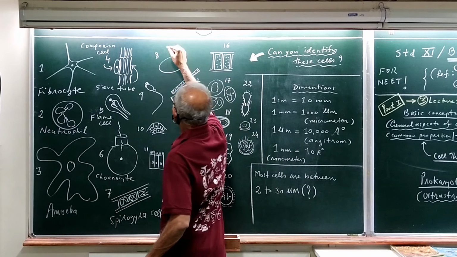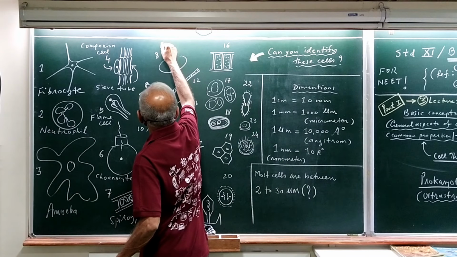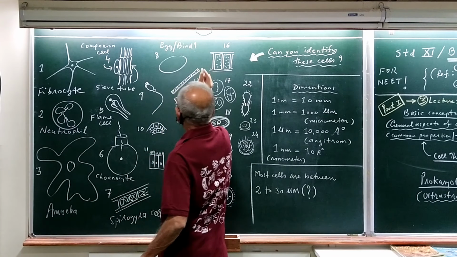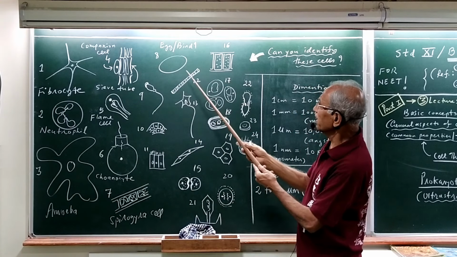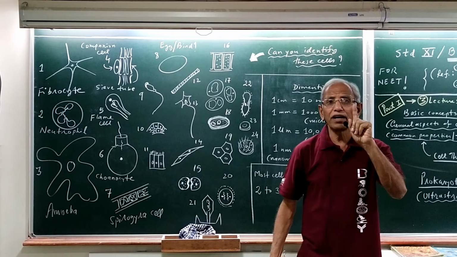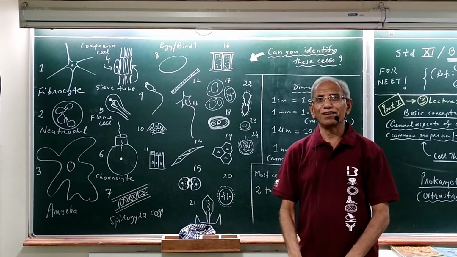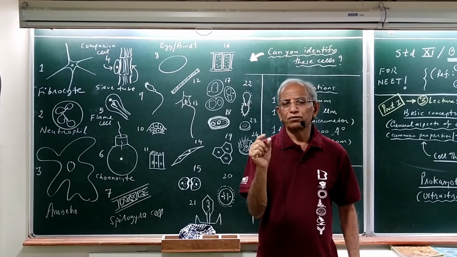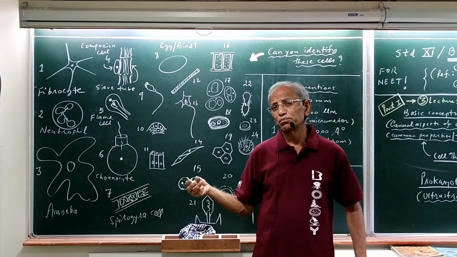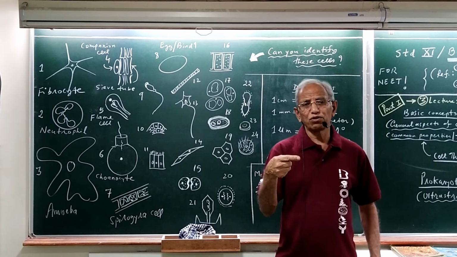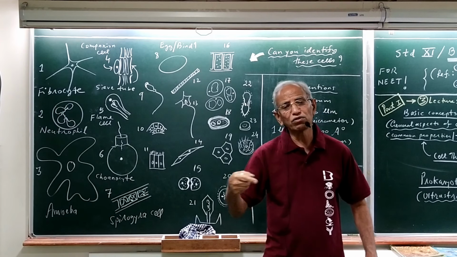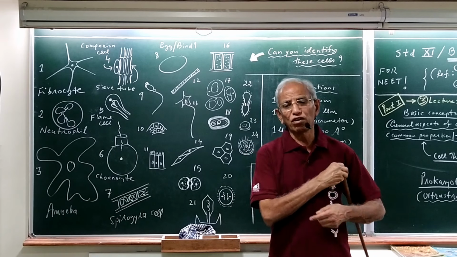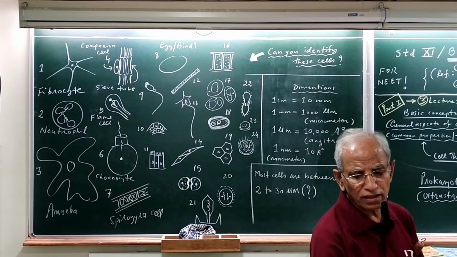This is a bird egg, or you can say it's an egg of a reptile, a typical egg. Remember, egg is the largest cell. What is the size of the egg of a normal bird, the hen's egg that we have? You have eggs at home. Just find out the length. It may be hardly 3 to 4 centimeters, not more than that.